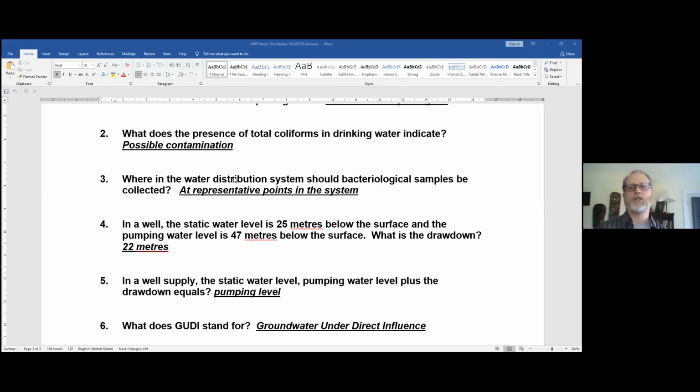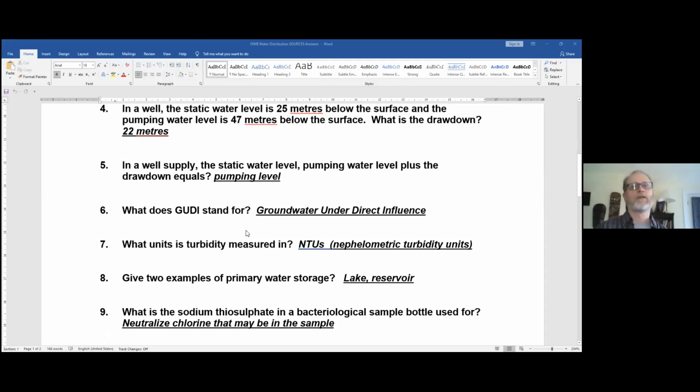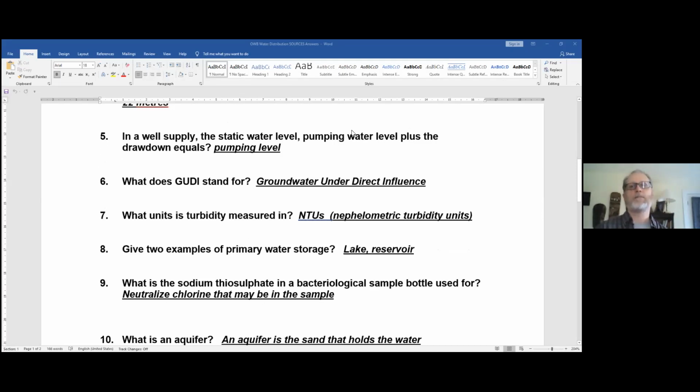Where in the distribution system should samples be collected? At representative points in the system. In other words, they need to be where you think there are weak spots in the system, or where there are lots of users. Okay, a well question. Static 25, pumping 47, the difference between the two hopefully is 22. Yes, 22 and 25 is 47. In a well supply, the static water level plus the drawdown equals the pumping level.